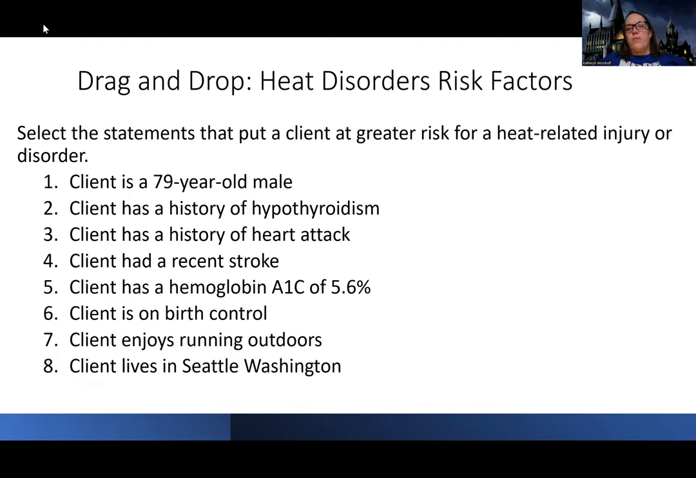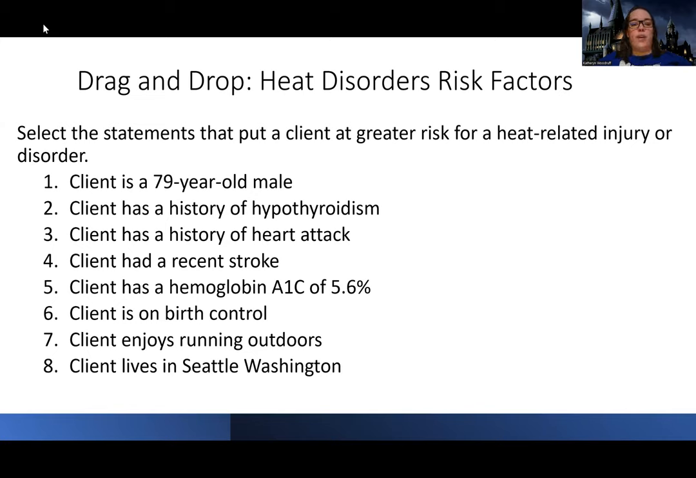So let's look at risk factors for heat disorders. We're going to select the statements that put a client at greater risk for heat-related disorders. For each of these, it's kind of like doing a true/false: does this put a person at risk for heat-related disorders? The first one is client is a 79-year-old male. So it's really saying, does being a male or being an older male put you at risk? And the answer is yes. It's not because they're male, it's because of the age. Being very young or very old puts you at risk for any sort of thermal disorder.